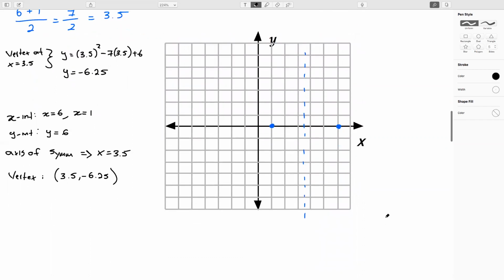And that's enough. I can now plot this function. So I can plot my vertex 3.5 and minus 6.25, right about there. And I just connect the dots. You can fill in more points if you want, but I know that this is enough. You can just go like this. And there's my function. If we had time, we could always go and double check this looking on a graphing calculator or looking on Desmos just to make sure that that's what the function looks like.